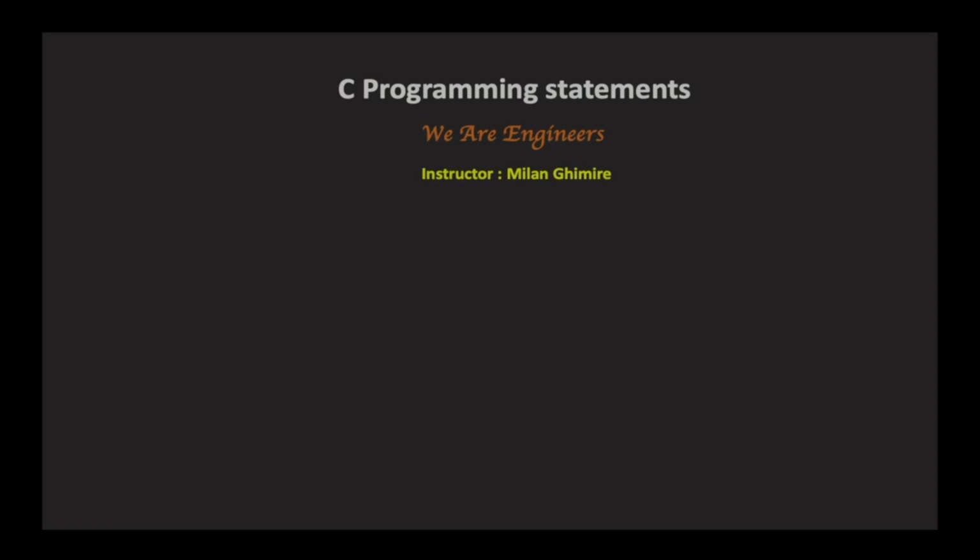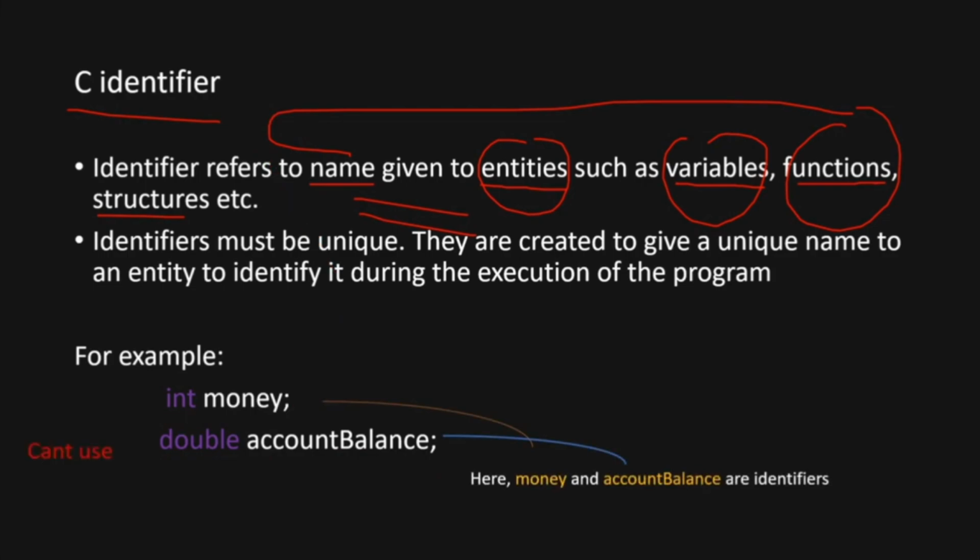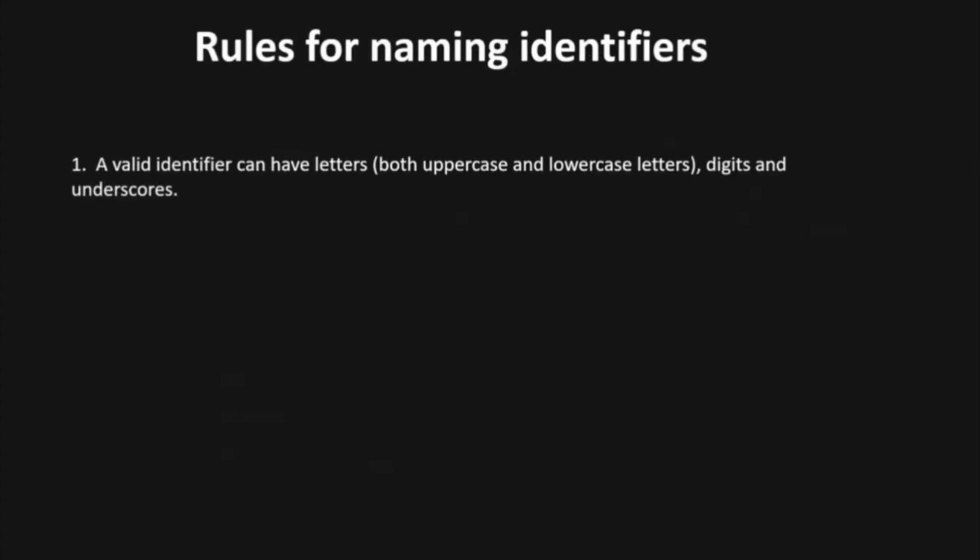Here, money and the account balance are identifiers, but we cannot use int and double, which are keywords, as identifiers. Now let us discuss the rules for naming an identifier.